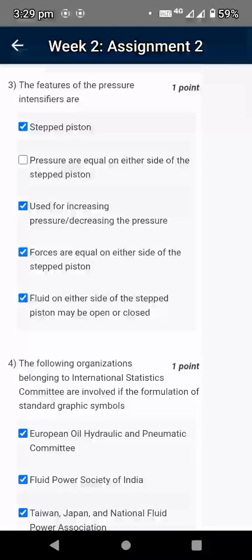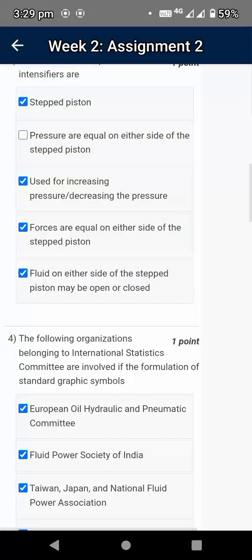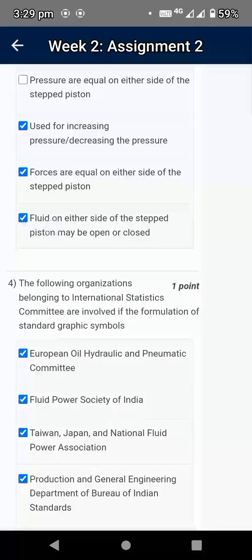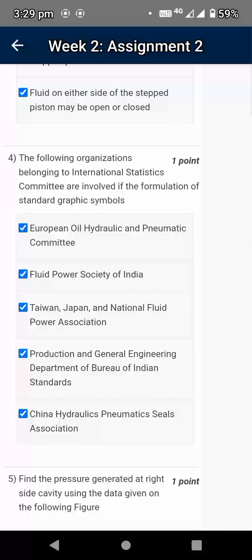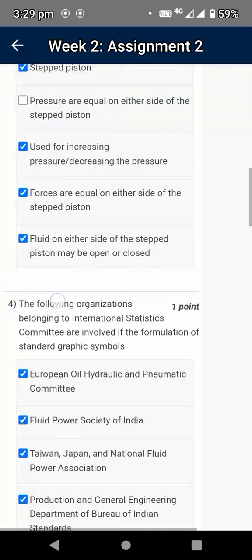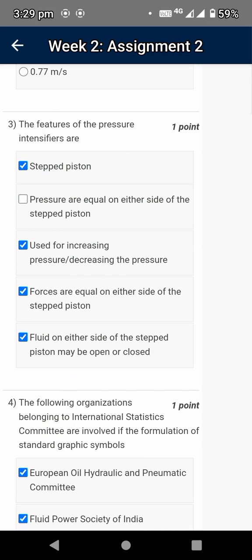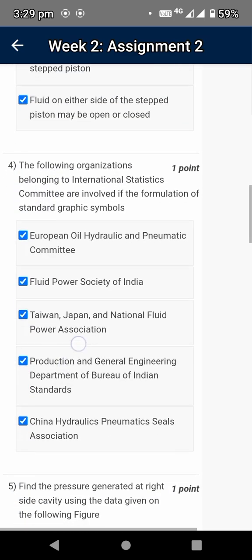For the second option: in the case of a pressure intensifier, the force at one point is equal to the force at another point. So force is equal, not pressure. Pressure is not equal in a pressure intensifier. A pressure intensifier means it increases or decreases the pressure. So the second option is not correct. The third option, we can increase and decrease, is correct. The fourth option, forces are equal, is correct. And the fifth option, we can apply the fluid on either side of the stepped piston, which may be open or closed, is also correct. So other than the second option, all the other options are correct.